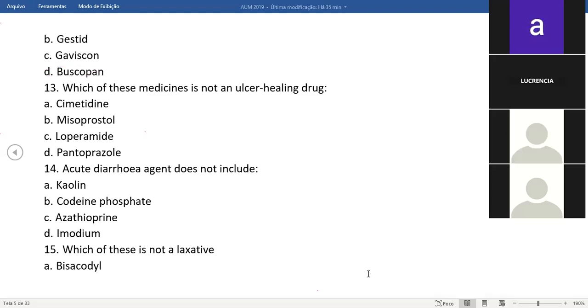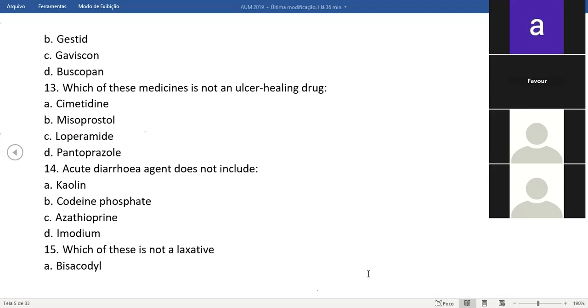Which of these medicines is not an ulcer healing drug? Loperamide. Yeah, what is loperamide used for? Diarrhea. It's an anti-diarrhea. And what pharmacological class does it belong to? It's an opioid, a weak opioid, and is used for diarrhea.